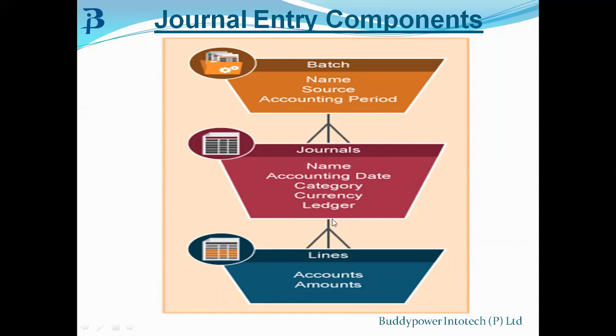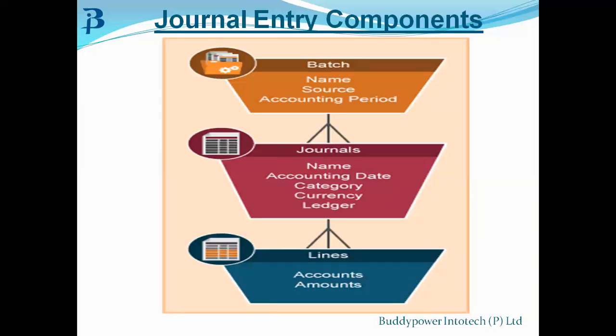So what is a batch basically? A batch is a collection of journals. You can organize journal entries with common attributes into batches. For example, you might group your journal entries by type or date. You can have multiple journals in one batch, like all salary entries will be one batch. Or you can even have a separate batch for each journal entry depending on your type or date.